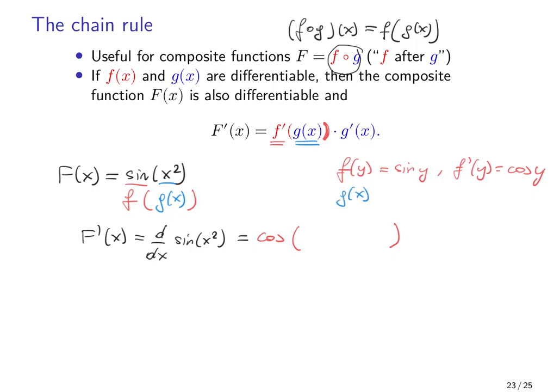What is g of x? G of x is x squared. So here you get cosine of x squared. And then last, you have to multiply by g prime. But that is easy. If g is x squared, then g prime is 2 times x. So here we're going to multiply by 2x. Now if I write that down one more time without colors, I get cosine x squared times 2x. With the chain rule, you can compute the derivative of arbitrarily complicated functions, as long as they're compositions of simpler functions.